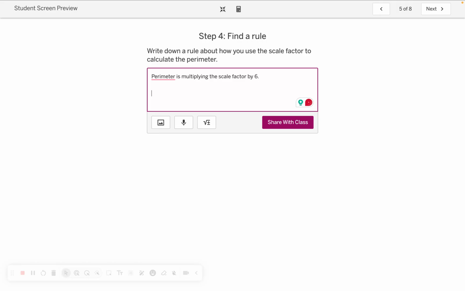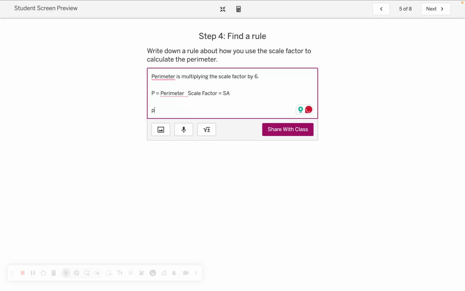Now if you want to write it as an equation, you can absolutely do that. You can call the perimeter P, and you can call the scale factor any other variable. I'm just going to call it SA, just to make it simpler for us. So I can simply say that perimeter, and again, we have to observe some of the basic rules of algebra, which is P equal to 6 multiplied by SA. So I can just put 6 SA.